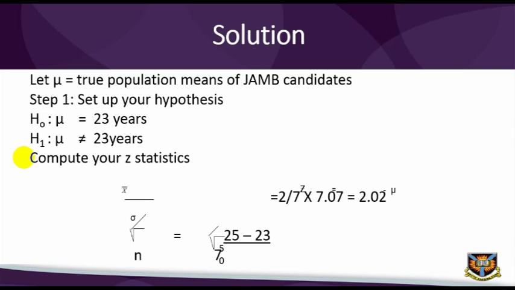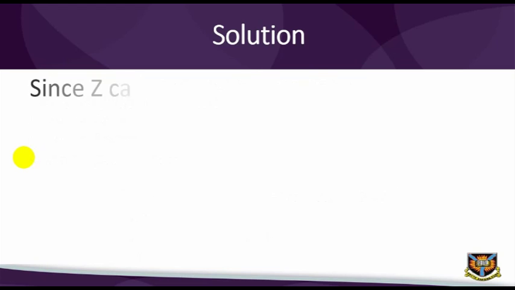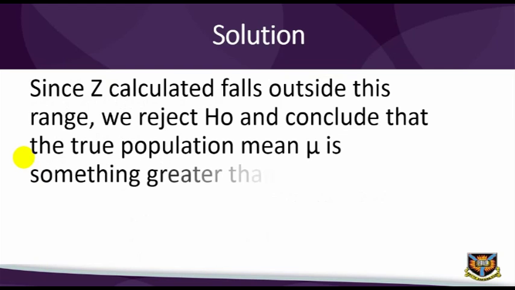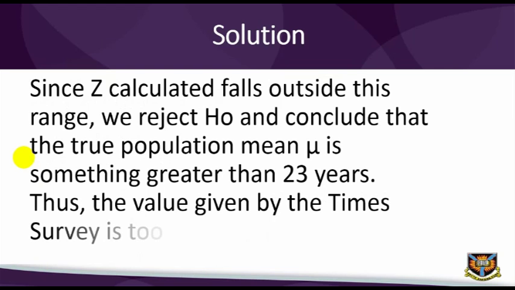Step 3. Compare this value with the table value at 5%. Z at 5% is equal to minus 1.96 to plus 1.96. Since Z calculated falls outside this range, we reject H0 and conclude that the true population mean is something greater than 23 years. Thus, the value given by the Times survey is too low.